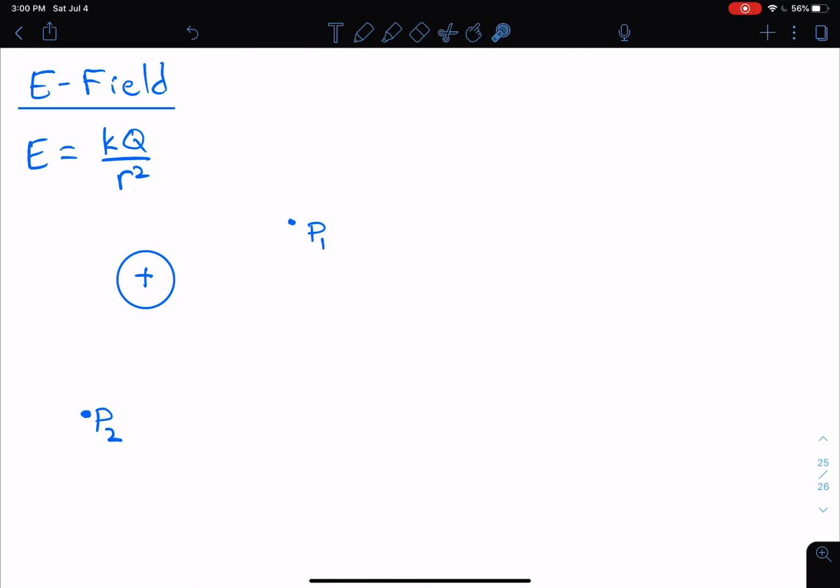Now, as far as the direction of the E field goes, the E field always points directly away, or I should say it comes directly out of a positive charge. So in this case, I have a positive charge, so my E field lines would be like this.